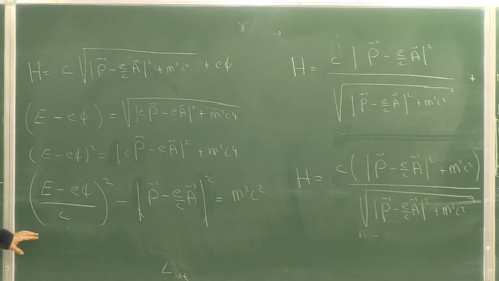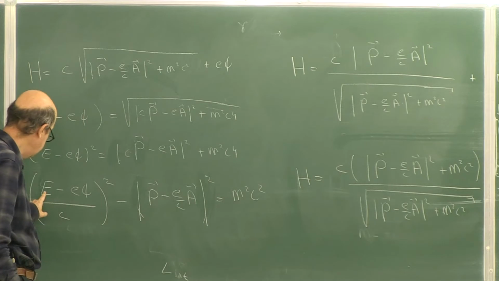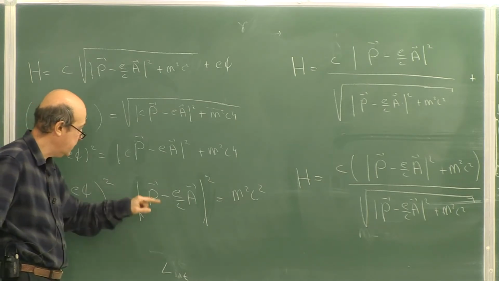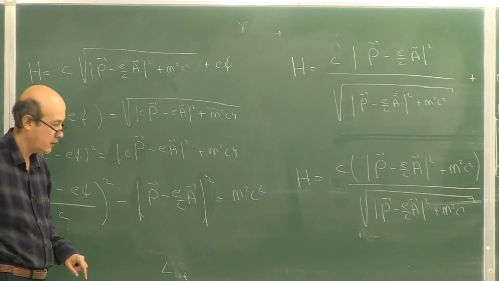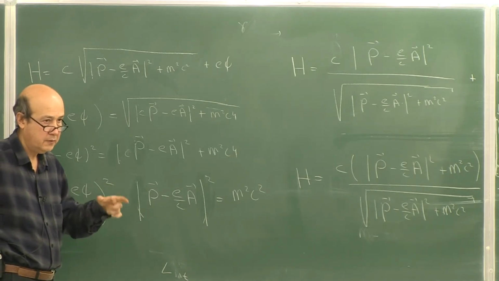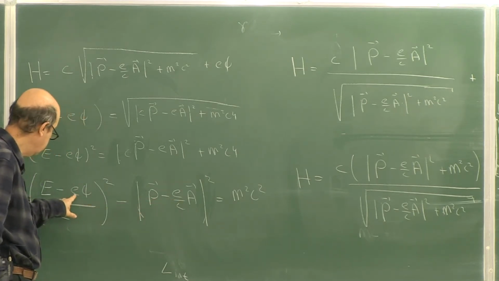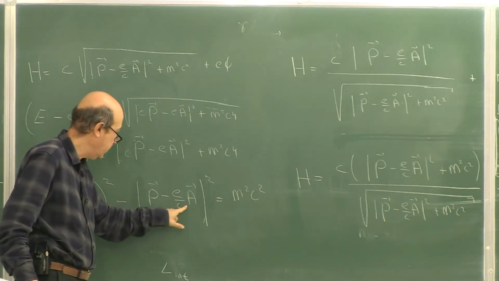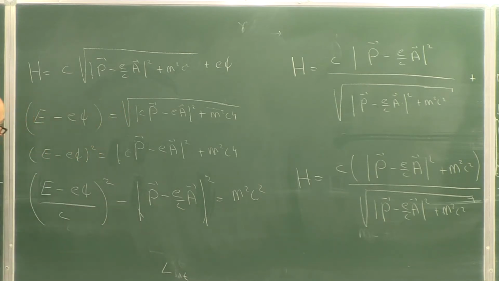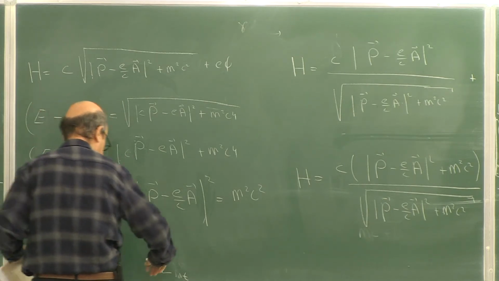Now, are you familiar with this one? When there's no potential, this is zero. If there's no vector potential, that is zero. And what is this? E²/c² − p² is equal to what? The length of the four-momentum of the relativistic charged particle. But we have the additional terms here. So the energy is reduced by the existence of the scalar potential, and the momentum is redefined as a canonical momentum. So the bottom line is the following.